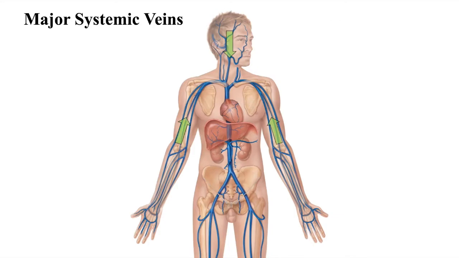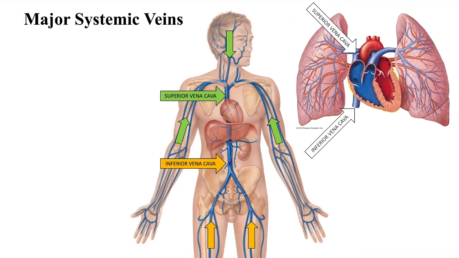Veins draining the head and upper extremities empty deoxygenated blood into the superior vena cava, while those draining the lower body empty into the inferior vena cava. After emptying deoxygenated blood into the superior and inferior vena cava, the blood enters the right atrium of the heart and travels through the pulmonary circuit, becoming oxygenated before exiting through the aorta.